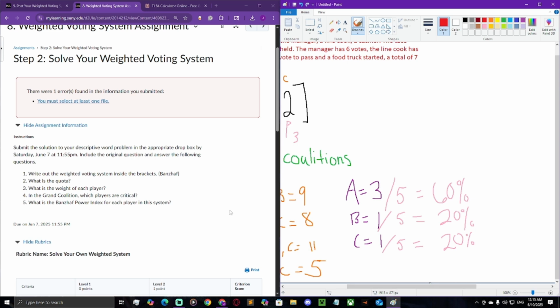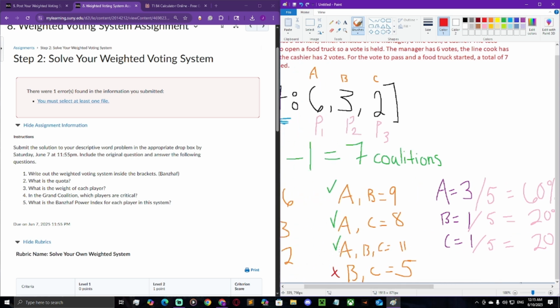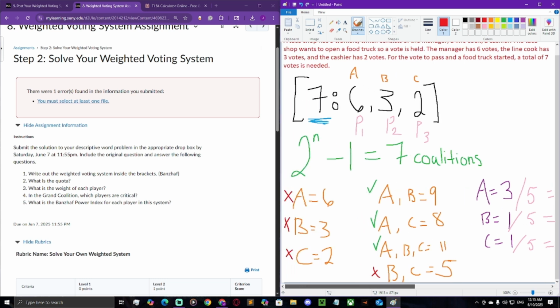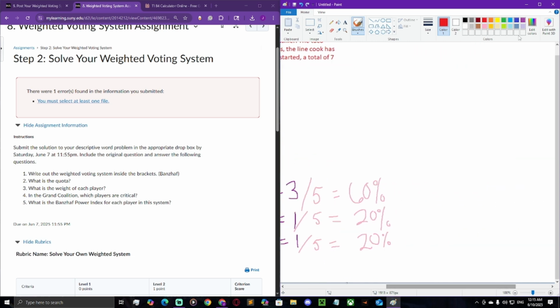In the Grand Coalition, which players are critical? This is the Grand Coalition, of course, all 3 of these together. And the only one that is critical for the vote to pass, because player B and player C cannot pass the vote, is A. So A, we're going to do this in dark blue. A is critical in the Grand Coalition.